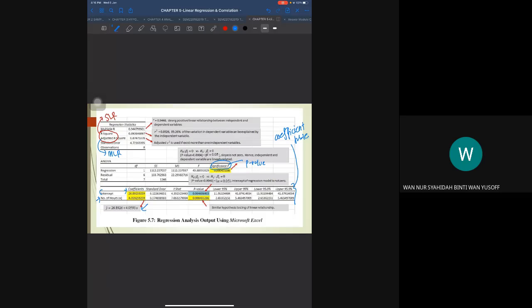So the coefficient of the intercept, that's your beta node cap. The coefficient of the number of hours here, or the X, that's your beta 1 cap.